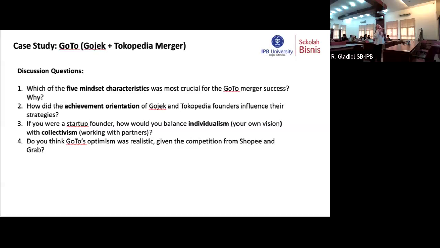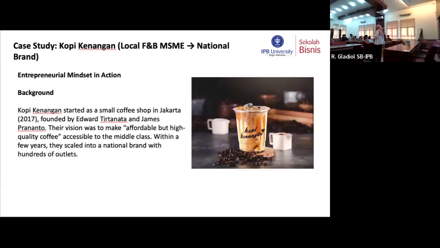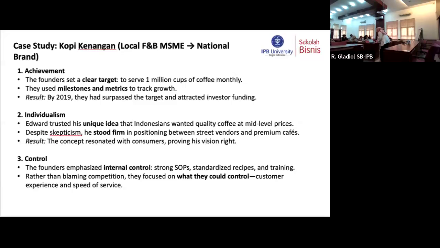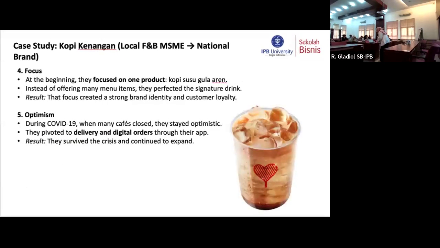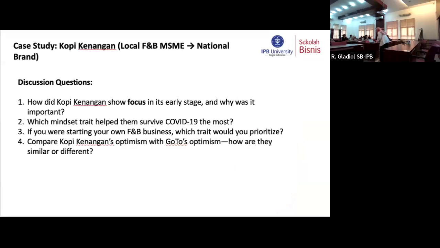There are 4 questions. And then the next one is Kopi Kenangan. It started as a small coffee shop in Jakarta, founded by Edward Tirtanata and James Prananto. Their vision: affordable but high quality coffee, accessible to the middle class. Within a few years, they scaled into an international brand with hundreds of outlets. The achievement, individualism, control, focus, and optimism. And then there are also 4 questions for the discussion.